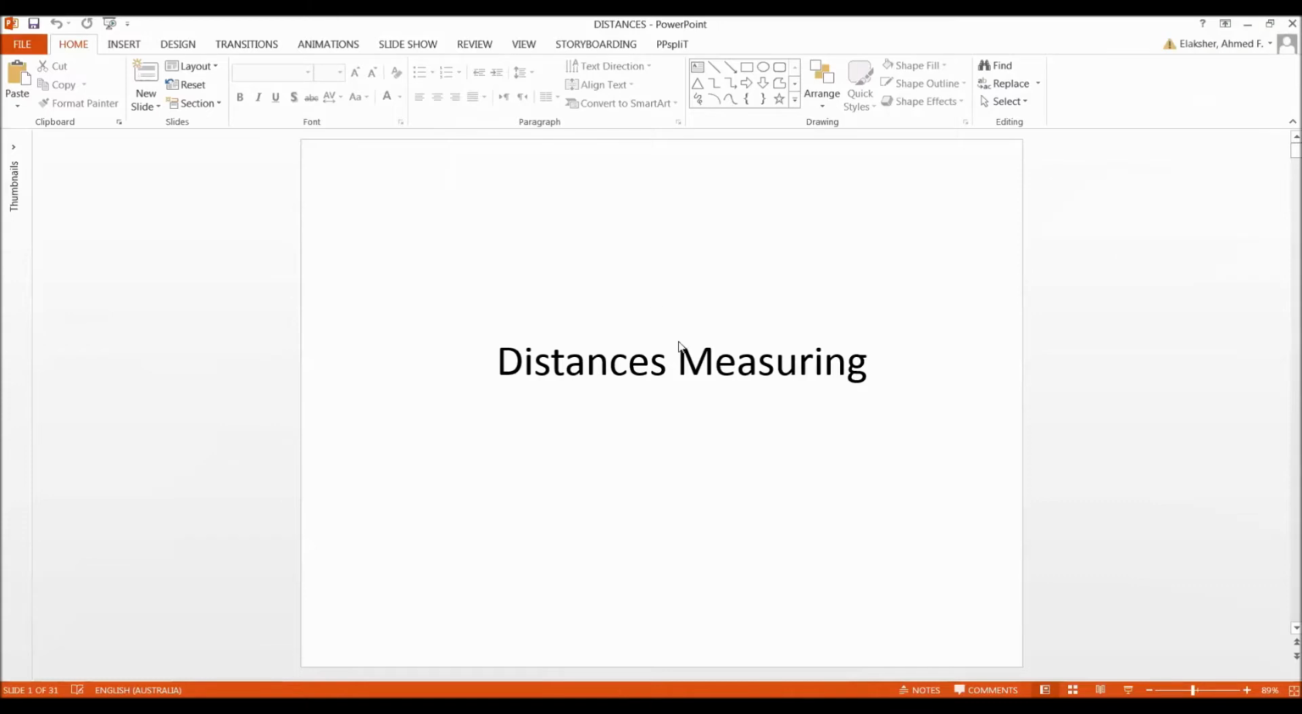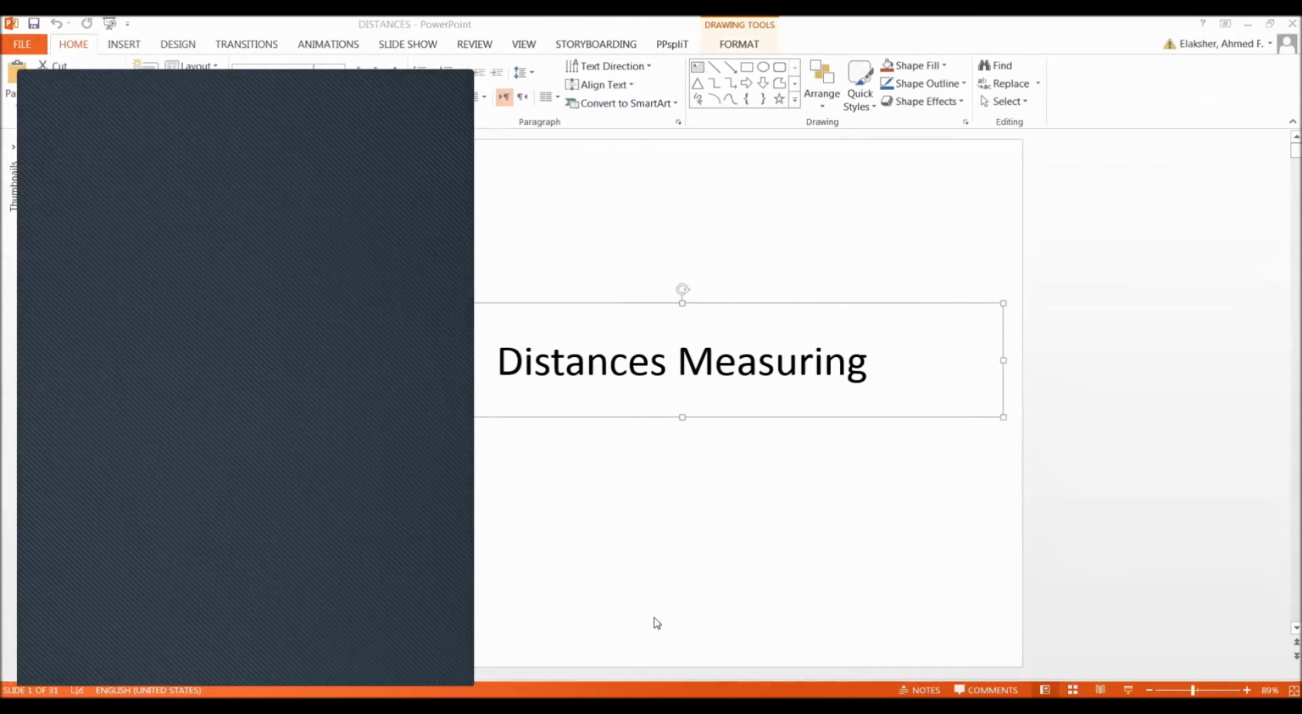Okay, so we'll talk here about how to measure distances. We basically started this in the lab part, where we were talking about if we have 2 points, A and B, another point here, how to measure the distance between these 2 points.